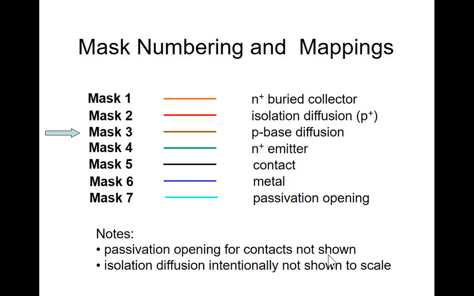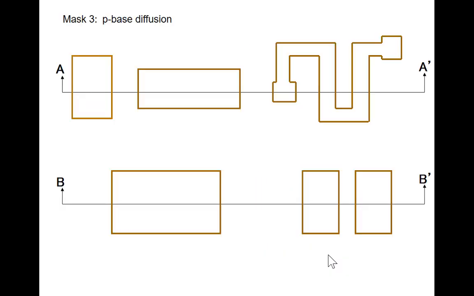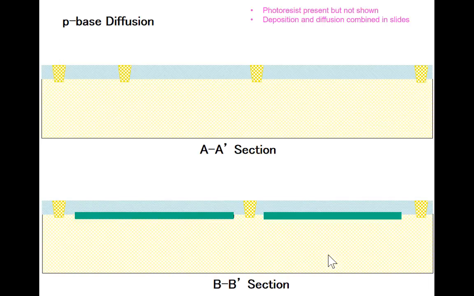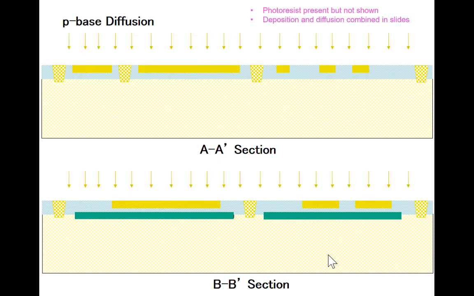So this is mask number 3. Here's the mask. Again, I'm not going to show the photoresist steps, but when we pattern the photoresist, develop it, and do the diffusion, we end up putting P-base material into here, into here, into here. That's the 3 on the bottom, and the 5 on top. 1, 2, 3, 4, 5.